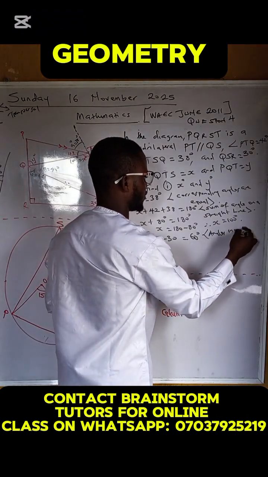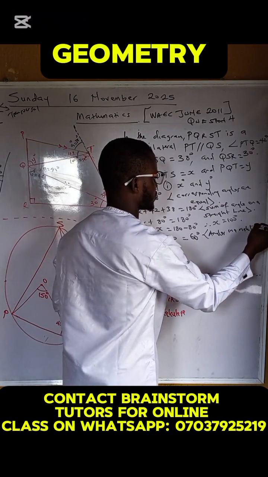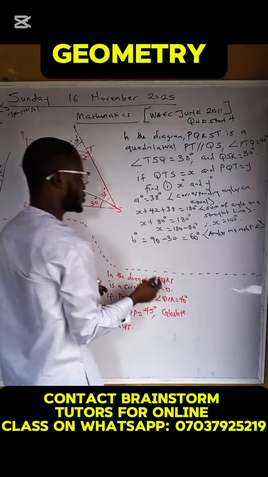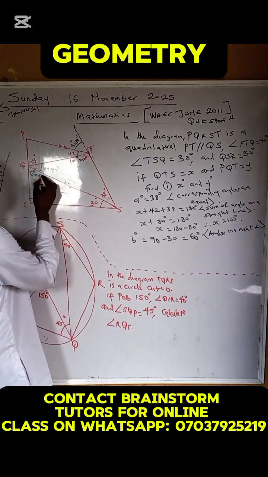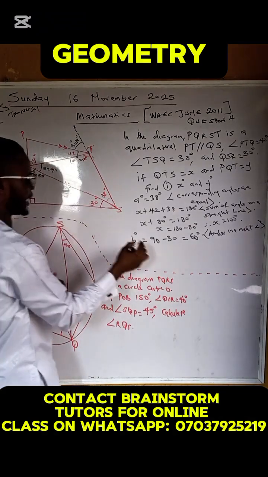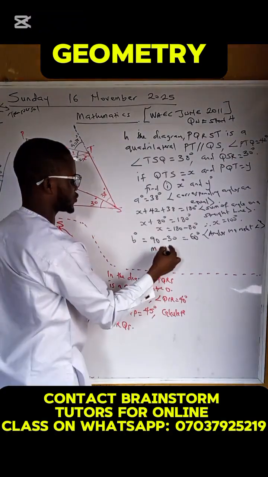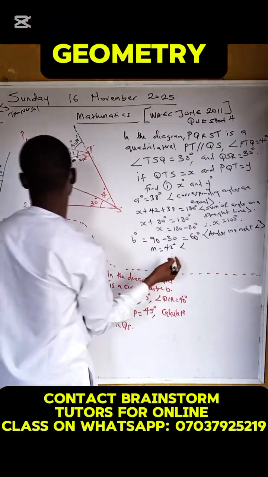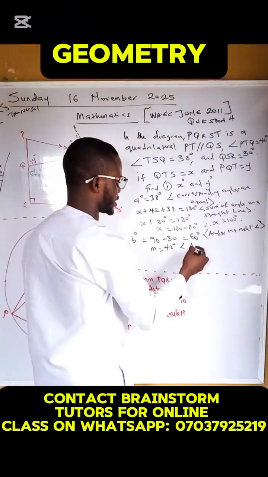Angles in a right angle. You can just say sum of angles in a right angle. So that's where we have been able to get my 60. Also, my m is equal to 42 degrees. You have to put the reason there. You can just say alternate angle.